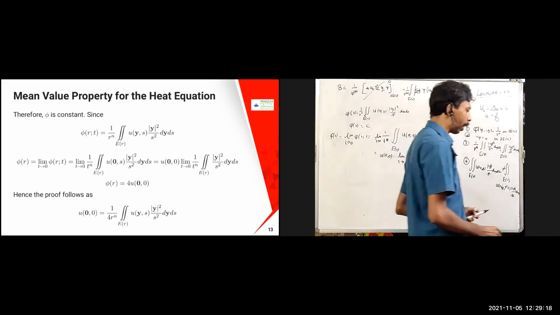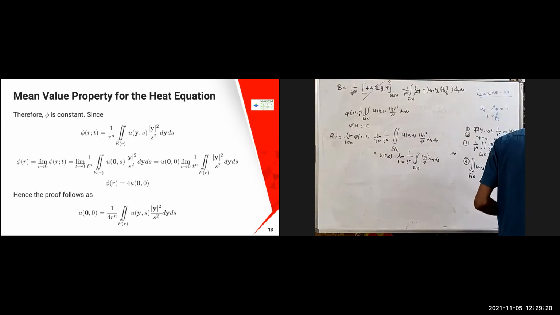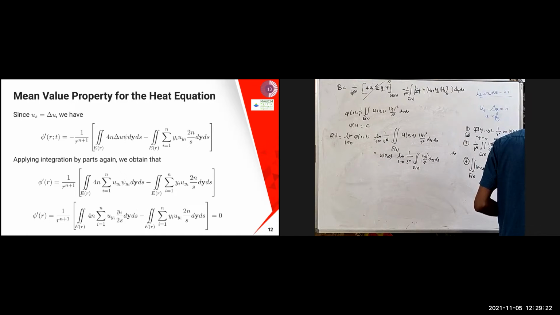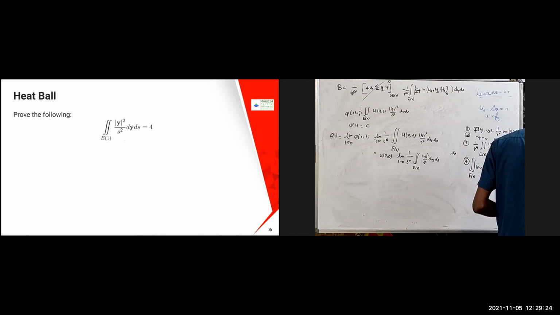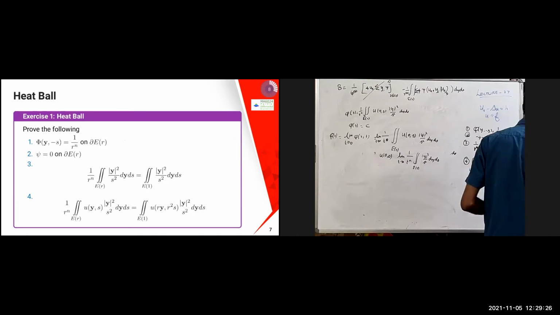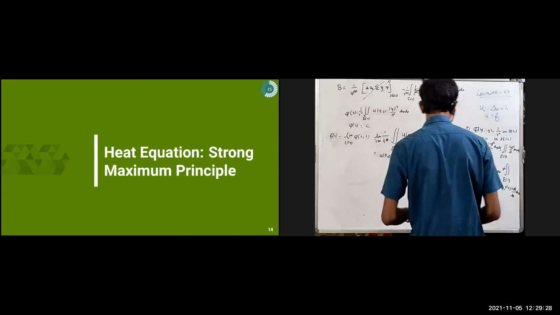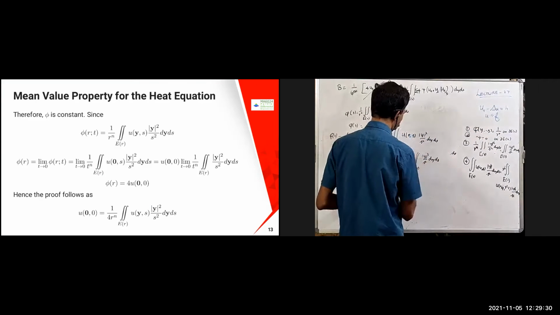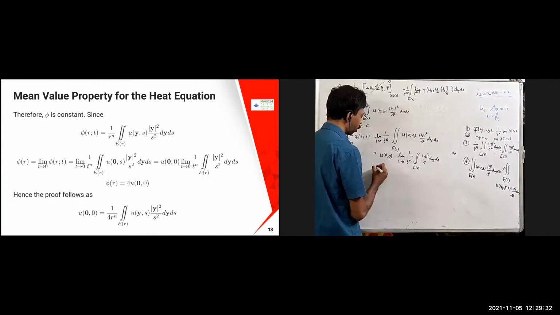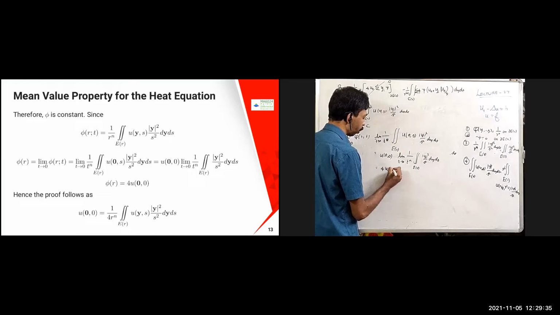So this one we have already proved. Okay, mod y square by s square dy ds equal to 4. So I have given the proof already. Okay, so this is going to be 4. So therefore this is going to be 4 into u of 0 comma 0.